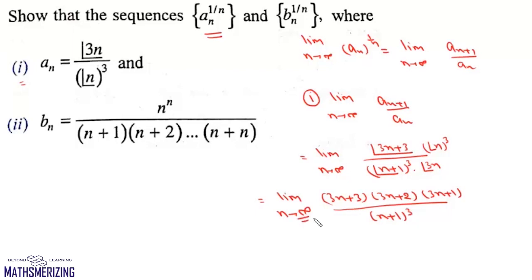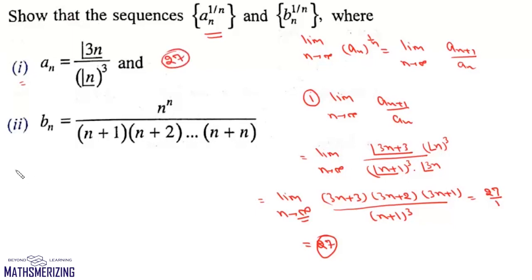Now this is infinite limit. Highest power of n is 3. So the coefficient of highest power of n in the numerator is 27 and in the denominator it is 1. So value of this limit will be simply 27. So answer to this first one is 27.